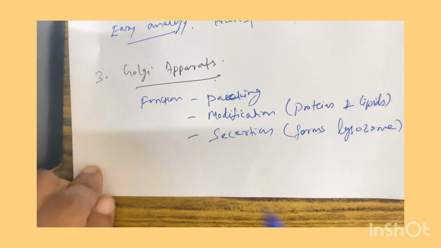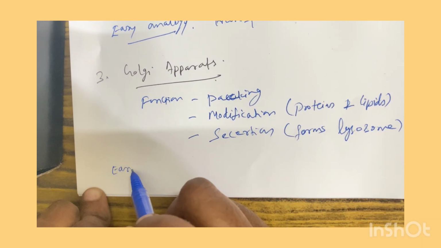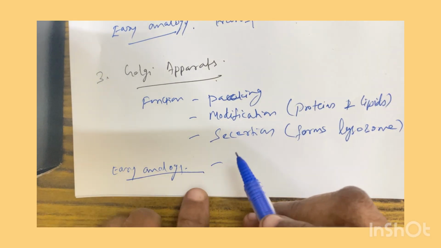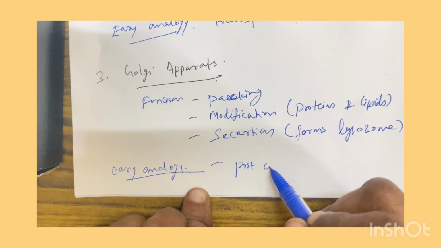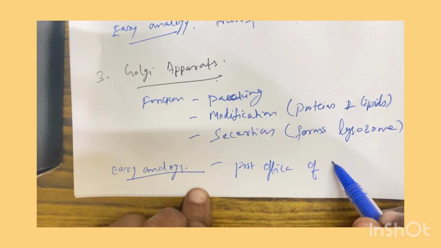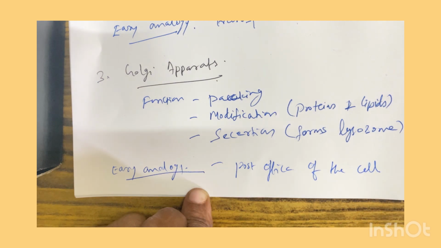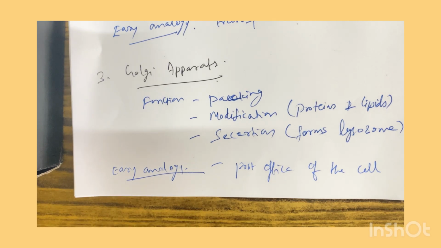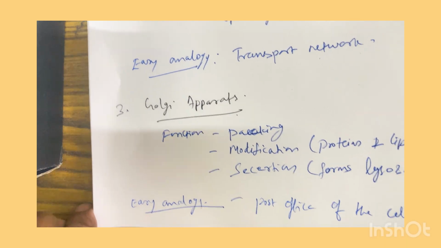So, easy analogy, what can we call this as? How do we remember Golgi apparatus? Can anyone guess and tell me? You can always call it the post office of the cell. Because this is the location where the proteins and lipids come in. They get packed, they get modified, and then they get secreted to various locations of the cell. Similarly, the post office does. The post office receives the letter, it is sorted out and then distributed to the respective location in your area. So, you can call Golgi apparatus the post office of a cell.